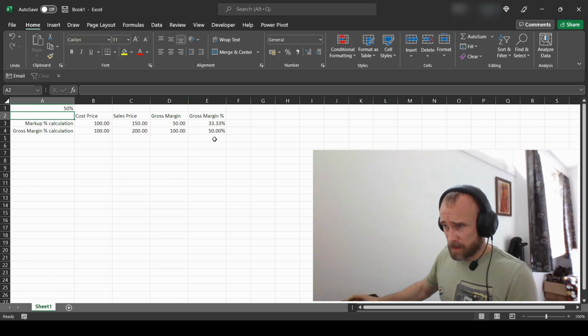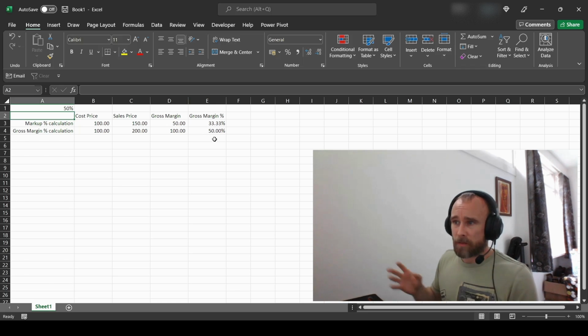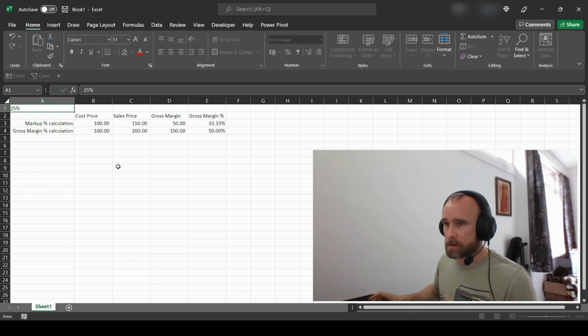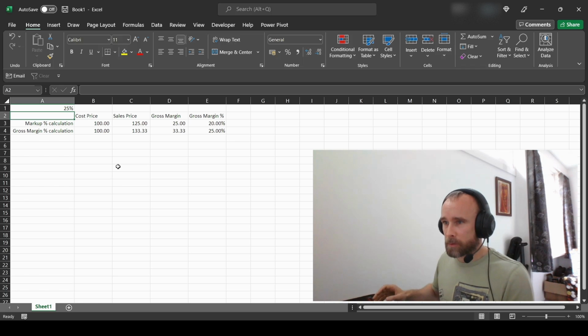So this is why I think it's really important to understand the difference between these two calculations, what the purpose of them is for, and obviously apply it to what you're trying to achieve, depending on the scenario.